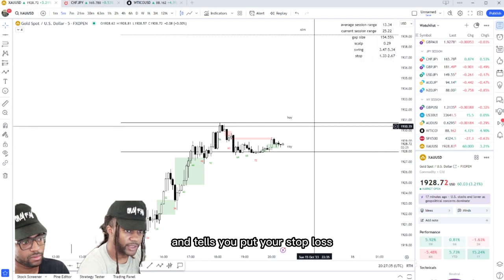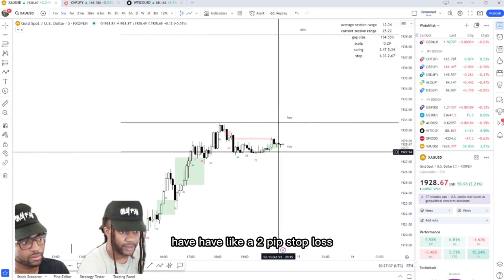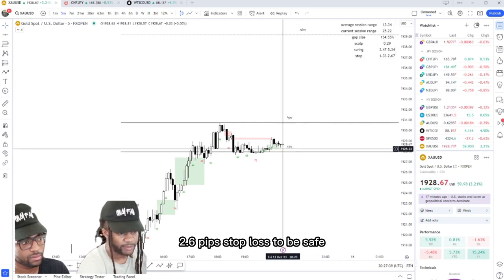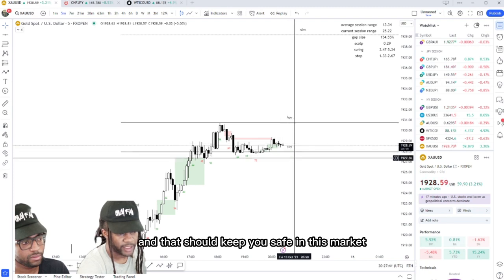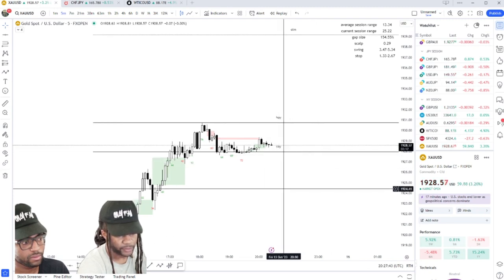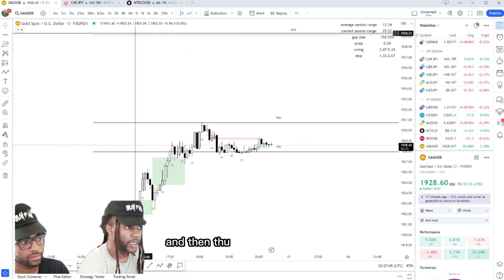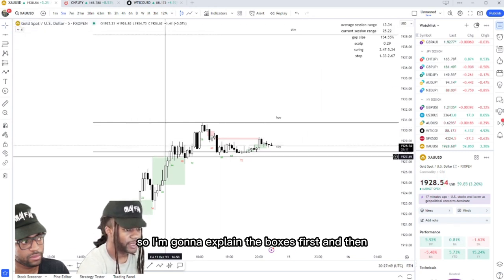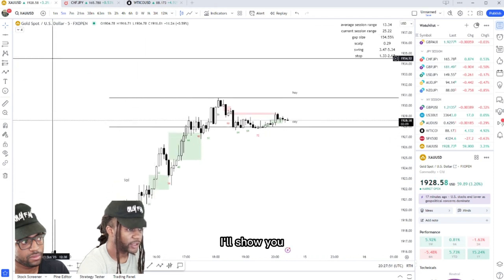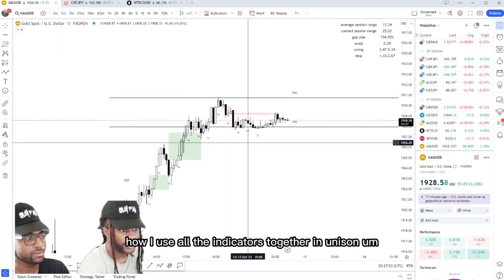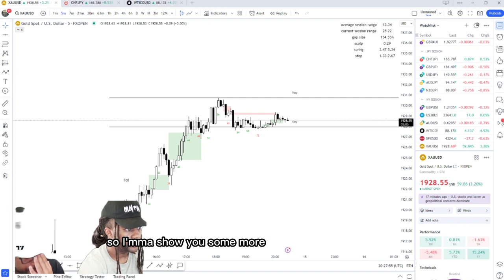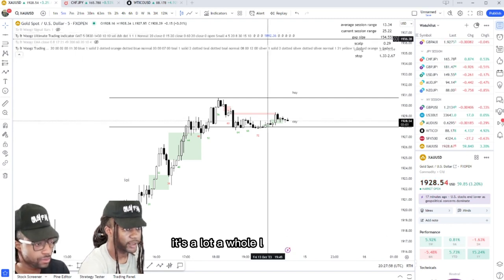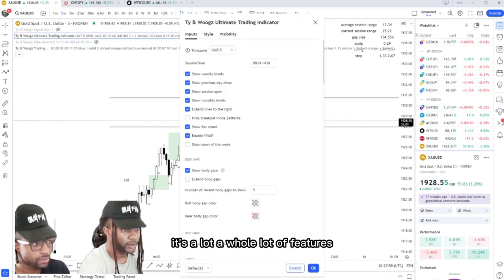And it tells you to put your stop loss, have like a 2 pip stop loss, 2.6 pip stop loss to be safe. And that should keep you safe in this market. So it's a really good indicator. The way I like to use it is, I'm going to explain the boxes first, and then I'll show you how I use all the indicators together in unison. I'm going to show you some more features on this indicator. It's a whole lot of features.